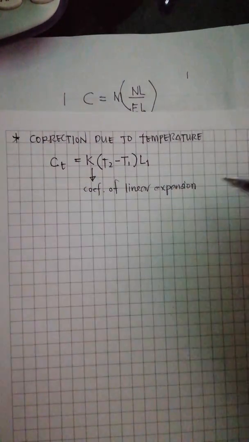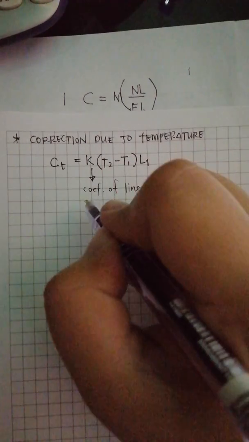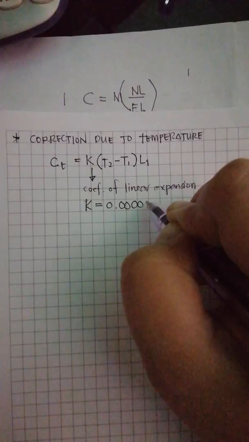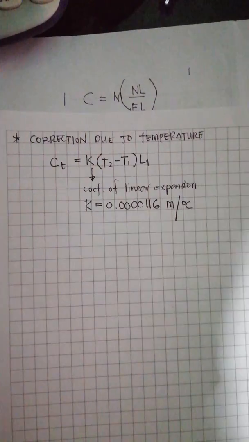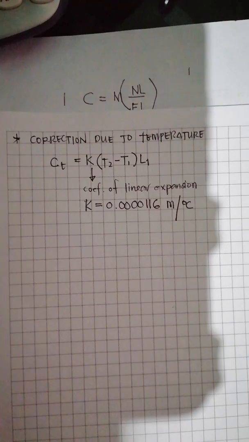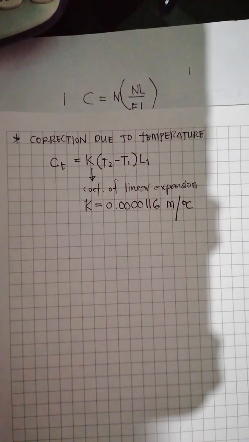Usually the material of the tape has 0.0000116 meter per degrees Celsius. So that is the value of K. That value of K is what you will use if there is no given value of K. So that's the automatic value of K that you will use if the length is in meters and the temperature is in degrees Celsius.